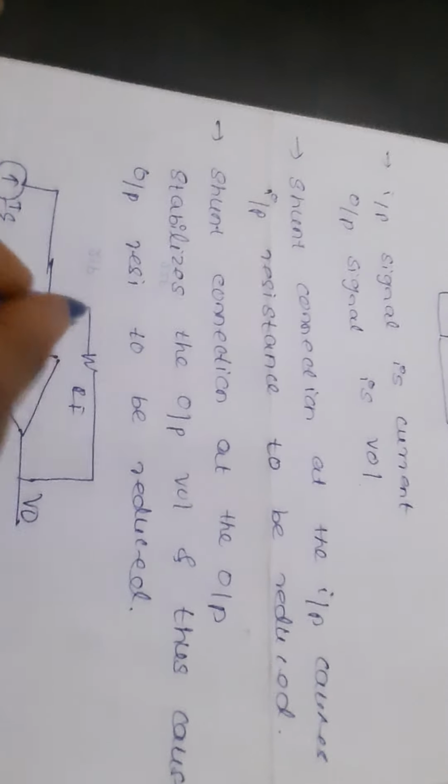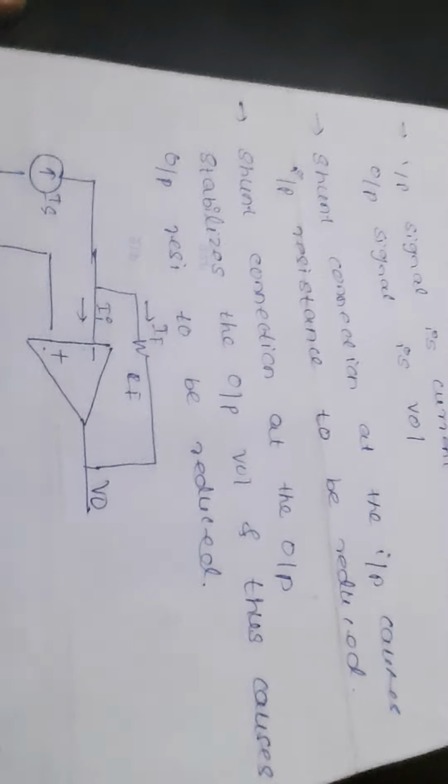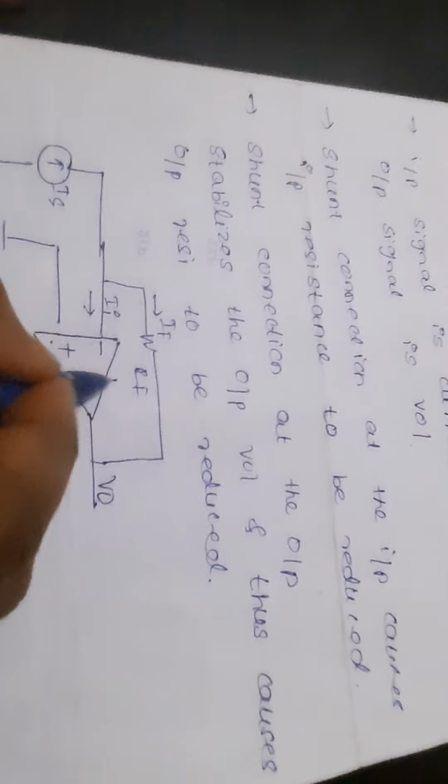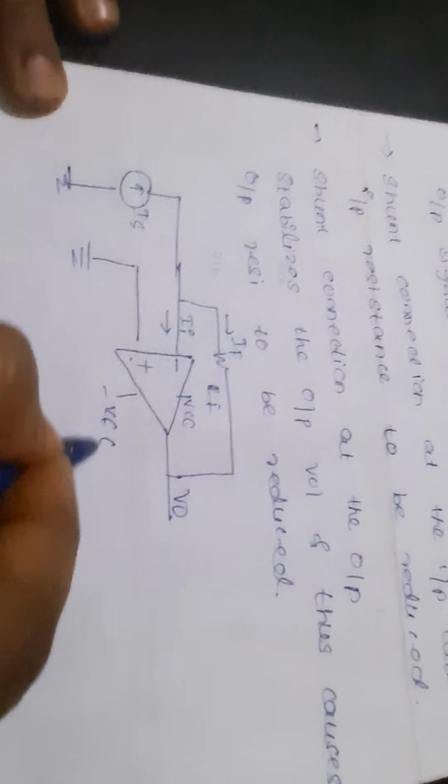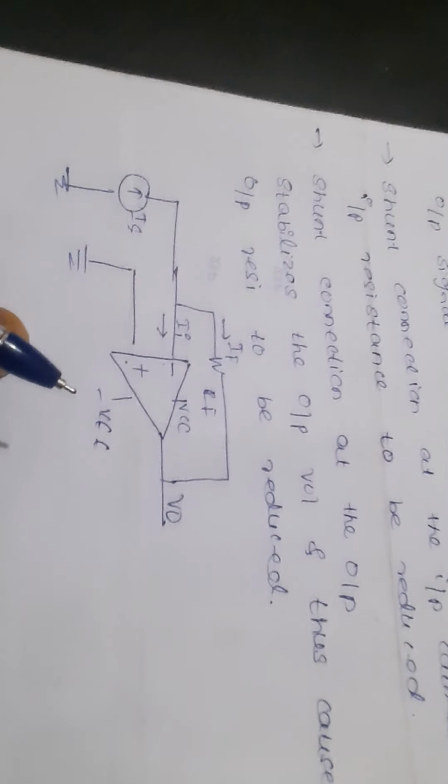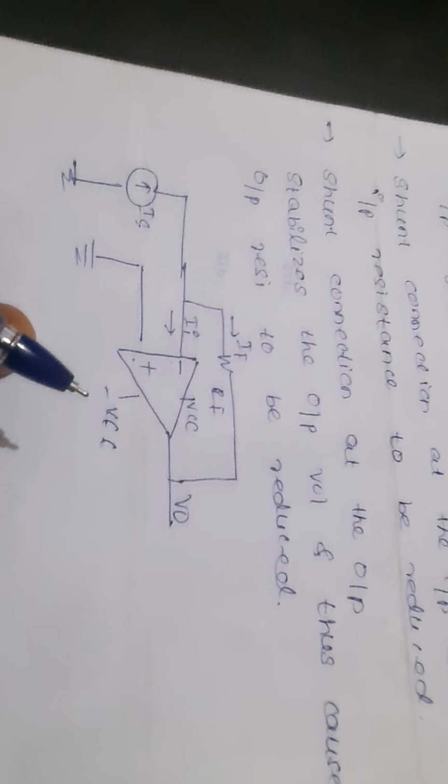So we get here IF, the feedback current, and then II. This is the circuit diagram of the transresistance amplifier. I'll mark it as figure A and I'll mark this as figure B.